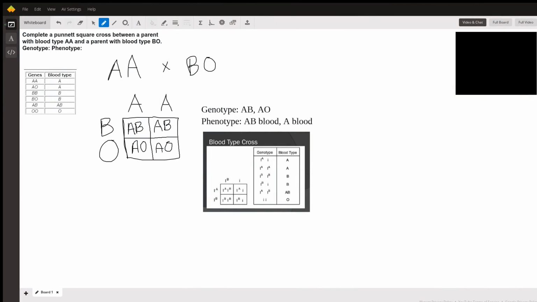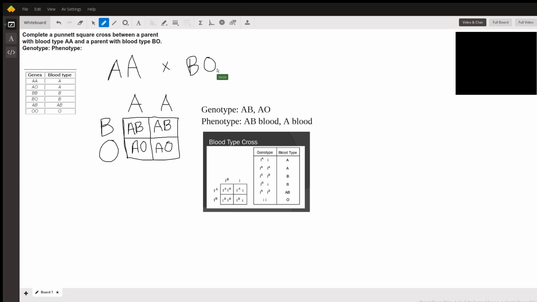Okay, so in this question, it asks to complete a Punnett square cross between a parent with blood type AA and a parent with blood type BO. We're looking for the resulting genotype and phenotype of the offspring. So, the first parent has a genotype AA, and this phenotype for the parent is going to be blood type A, as we can see in this chart.